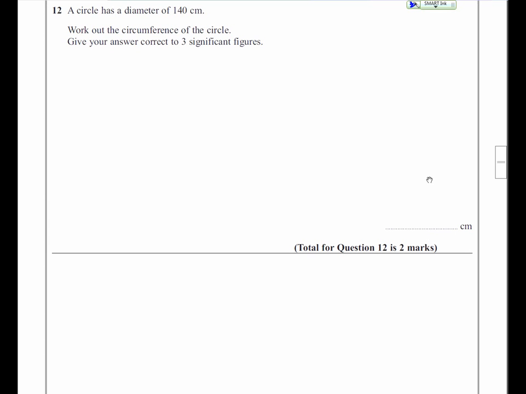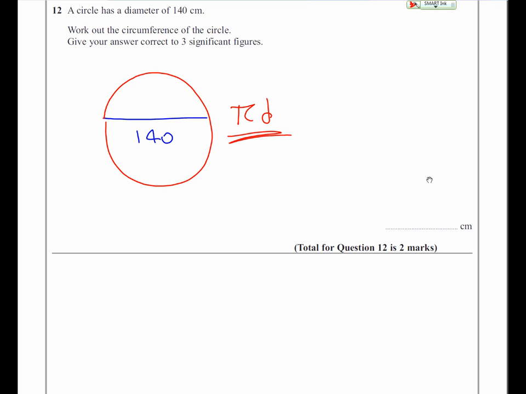Question 12. A circle has a diameter of 140 centimeters. Work out the circumference of the circle. Let's go for a diagram. That's 140. That's the diameter, which means it's all the way across. Okay. Work out the circumference. There's a formula called pi d. There's one called 2 pi r. They're exactly the same thing because d is 2r. Okay. So on your calculator, type in the pi button times 140 and tell me what you get.